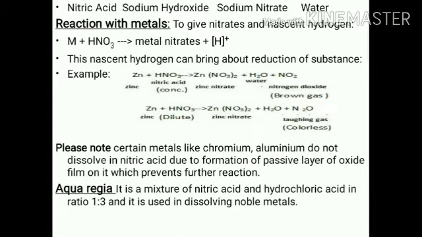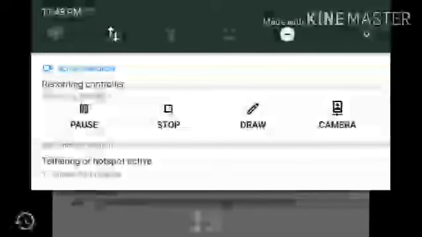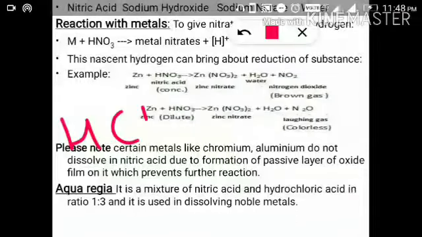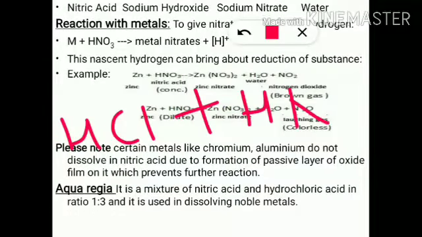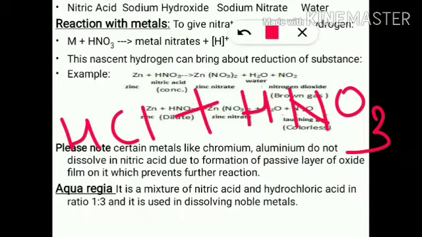Now another topic is Aqua Regia. Aqua Regia is actually a mixture of HCl and HNO3. By the combination of HCl and HNO3, it forms Aqua Regia. Aqua Regia is a mixture in which noble metals like gold, silver and platinum are dissolved. The mixture of HCl and HNO3 is called Aqua Regia: 3 parts HCl and 1 part HNO3.